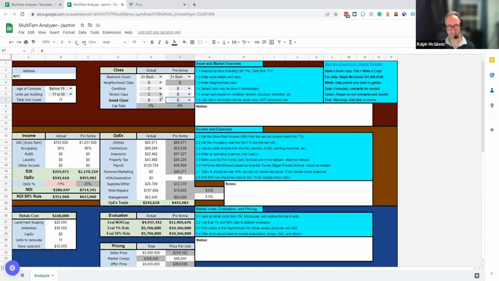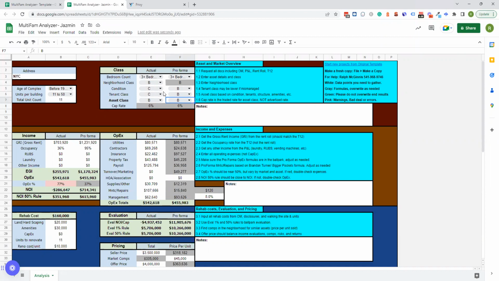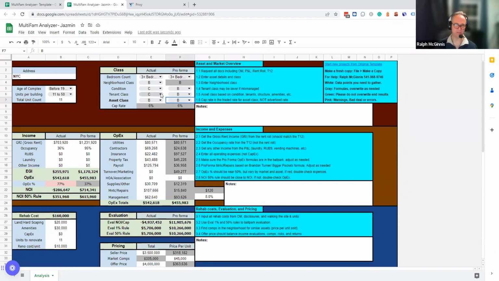And then the tenant class, if you have bad management and they're not checking out the tenants before they move in, then your tenant class is going to be lower, right? Because of the bad management. What do you think the tenant class is? Typically if you're in a B neighborhood and a B asset class with a B condition, you would expect a B class tenant, but we're dealing with a C condition. So what do you think the class of tenant is?